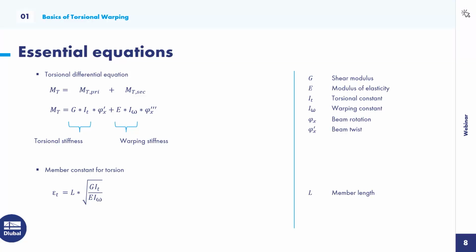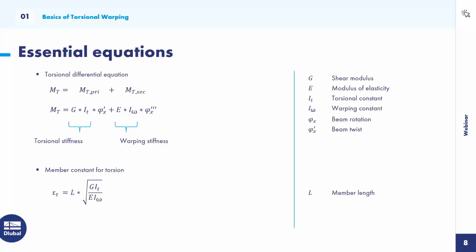And in the introduction, I said that the general case has both of those parts. So it has a part that comes from primary torsion and one that comes from secondary torsion. And the overall torsional moment is made up of those two components. However, the question quickly arises how the relative magnitudes of the primary and the secondary torsion can be determined. So how are both parts distributed?